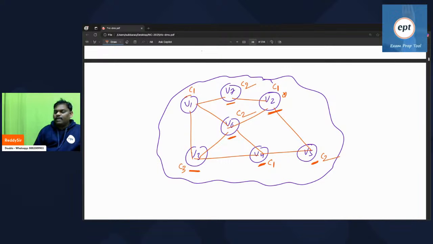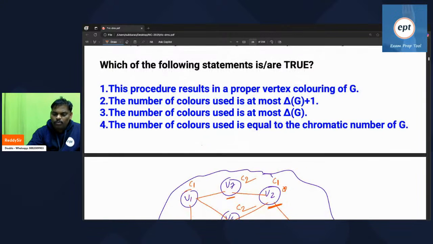By seeing that algorithm, I can easily say that using that algorithm, you can give colors properly. Absolutely, there is no problem. This procedure results in a proper vertex coloring of the graph G. So option 1 is true. If anyone has an objection, let me know.